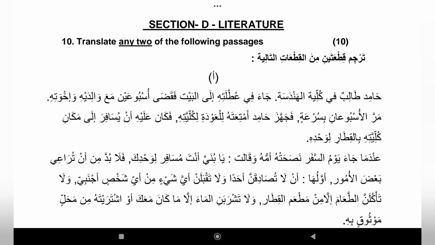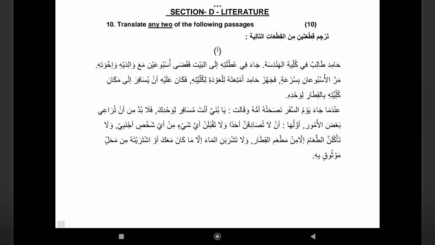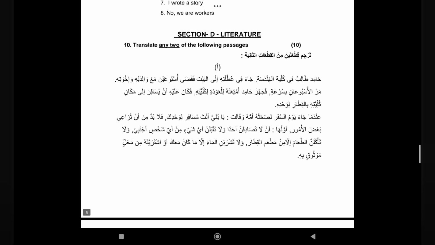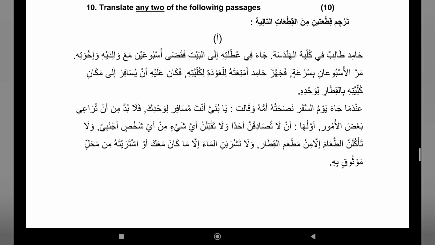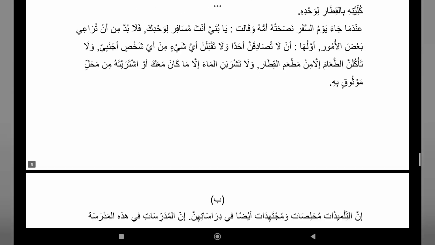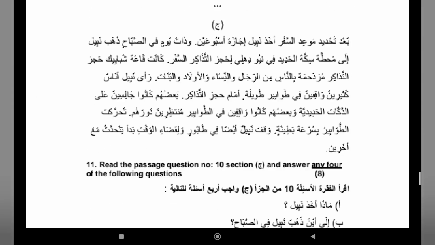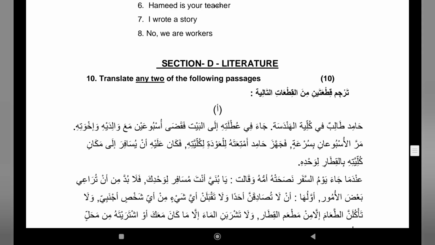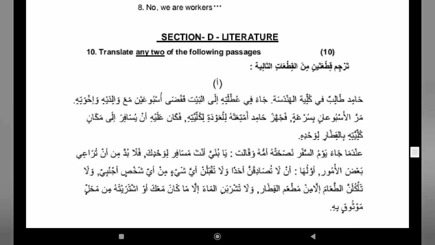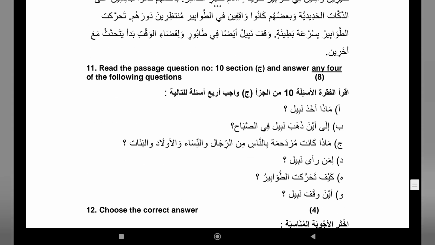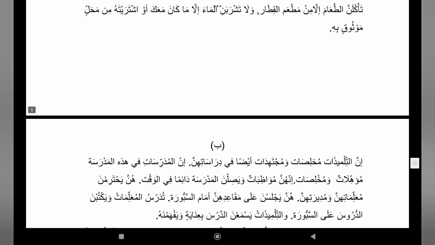Now we have section D. In section C we had 20 marks, and in this section we have 40 marks. It's very easy to score those 40 marks in this section because everything we studied is from the textbook. This is a paragraph from the textbook we learned, and this is also one. Just translate any of them. You are getting 10 marks for translating the paragraph.